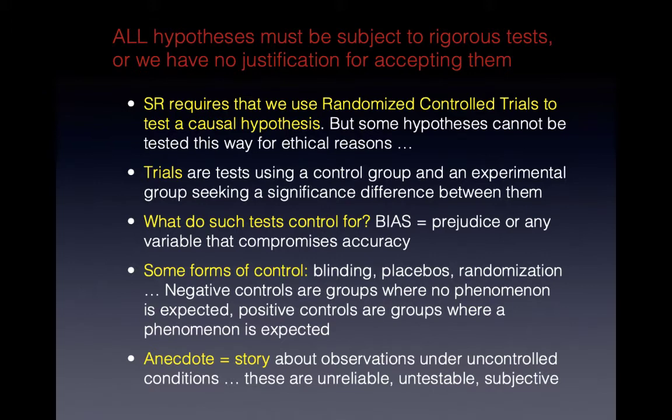Negative controls, for instance, are groups where no phenomenon is expected. Positive controls are groups where a phenomenon is expected. It's important to understand that an anecdote, a personal story about observations under uncontrolled conditions, is really the worst thing upon which to base conclusions. They are unreliable, untestable, hopelessly subjective.